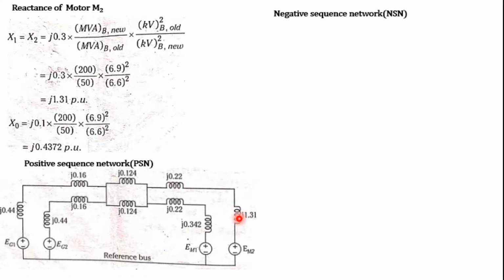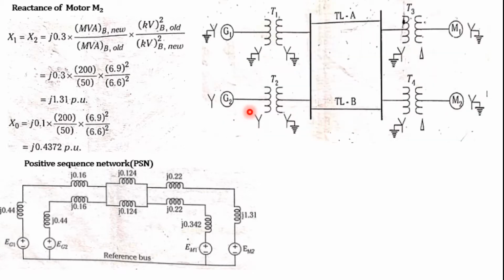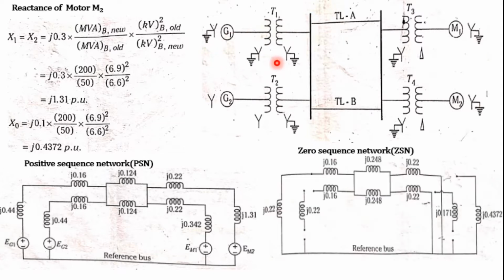And the negative sequence is the same as the positive. We just need to make it series, which means the source of EMF is short circuited. Then this is the figure I'm incorporating, because we need to draw a zero sequence network.